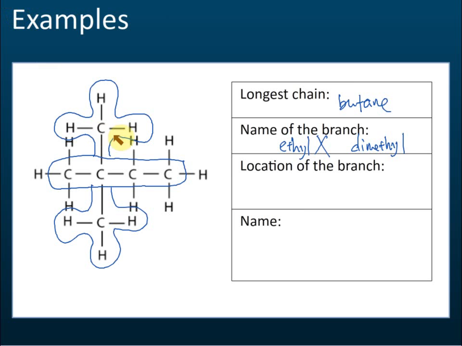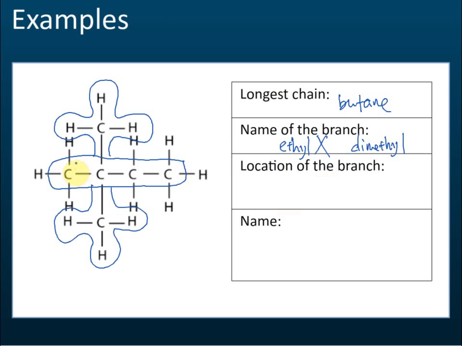Okay, so if you have 2 branches, don't write the name ethyl. Okay, 2 branches with only 1 carbon each. Don't write ethyl. There are 2 methyl, so we call it dimethyl. Then the locations. How to tell the locations?